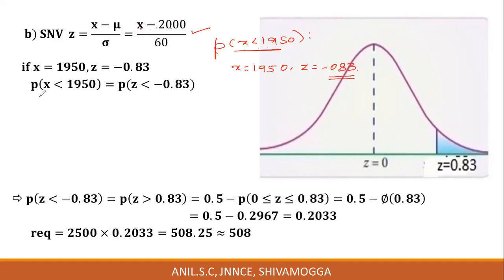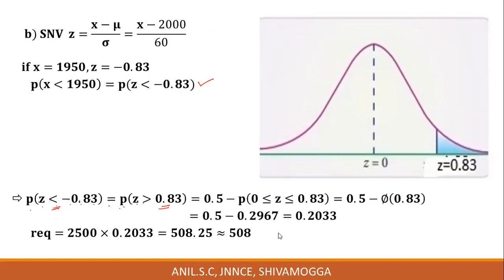Therefore, writing the probability where x is less than 1950 is the same as writing the probability where Z is less than minus 0.83. Now, just multiply this inequality by the negative sign. The inequality will be reversed. Therefore, writing P where Z is less than minus 0.83 is the same as writing P where Z is greater than 0.83. Now mark this area.